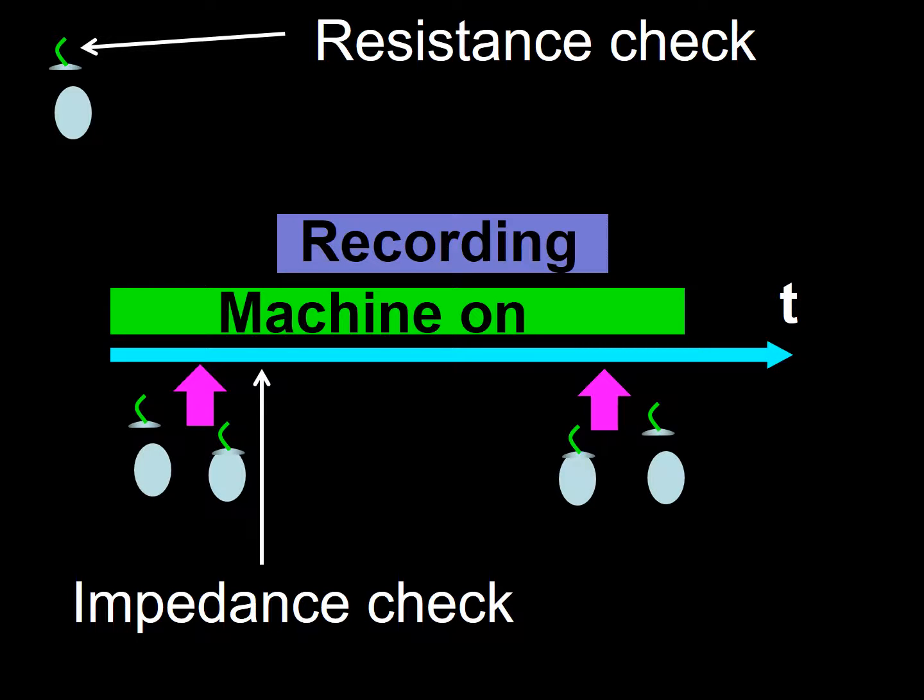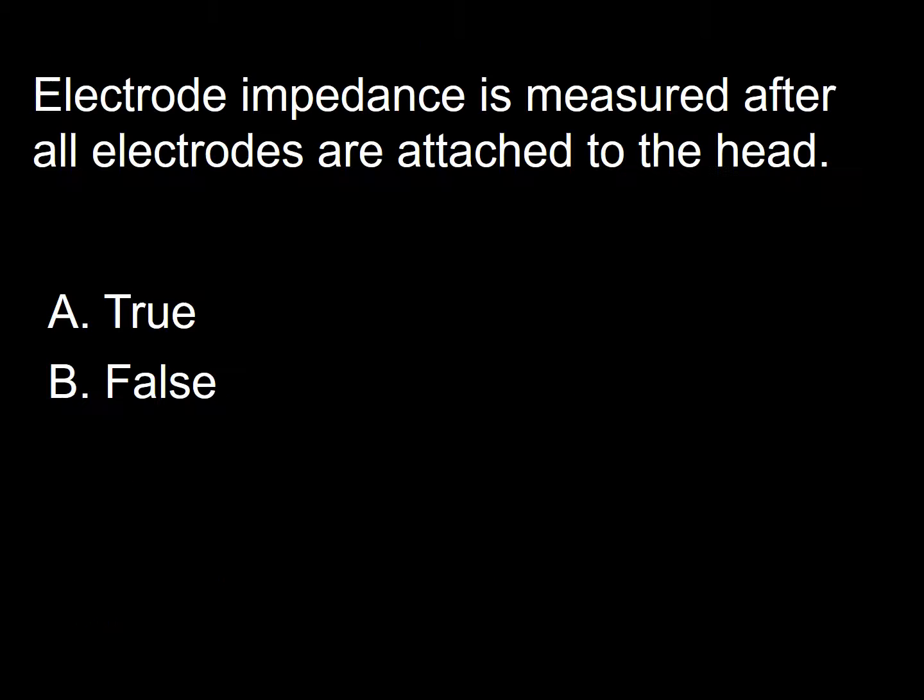Electrode impedance measures the electrode-scalp interface. Hence, it is obvious that it has to be tested after the electrode has been placed on the scalp. Remember that for safety reasons, you must first turn on the EEG machine prior to connecting the electrodes to the scalp, and also you have to disconnect the electrodes from the scalp prior to turning the machine off. So the answer to this question is true. A.